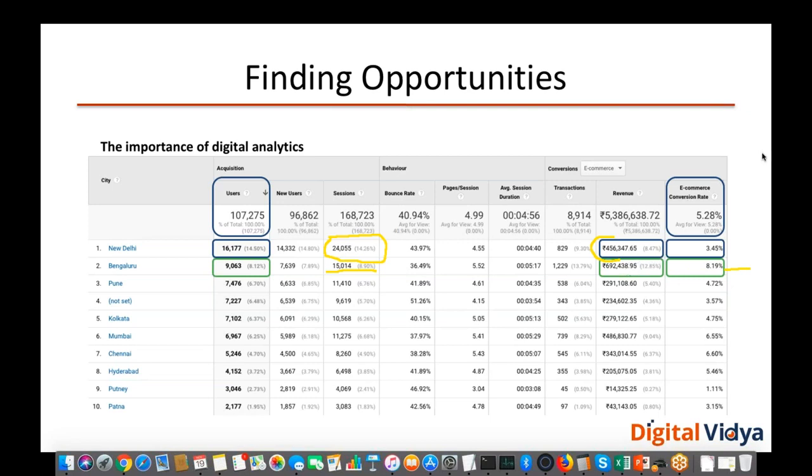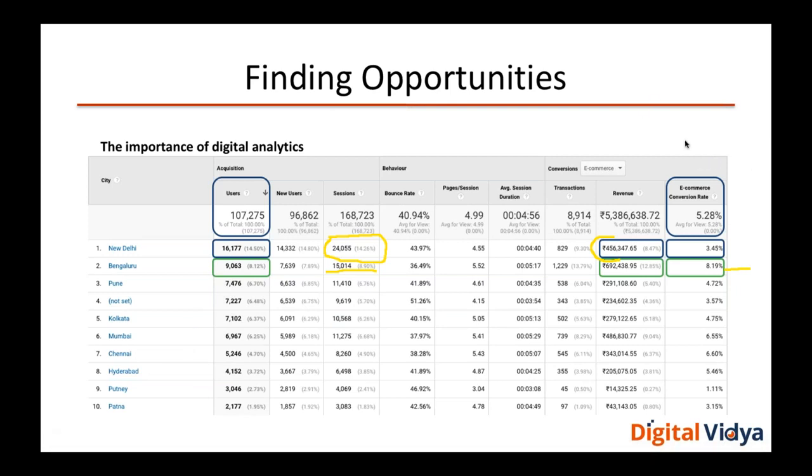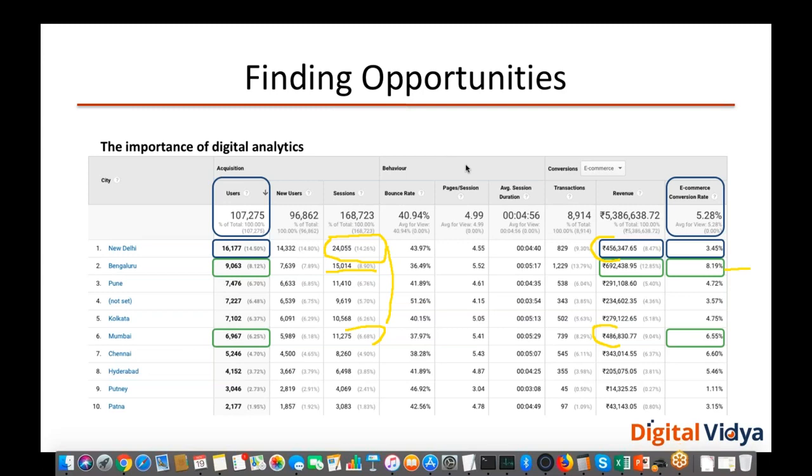What are the other cities that you see as an opportunity in this report? Let me know quickly. Mumbai and Chennai? Yeah, Mumbai and Chennai. All right. So Mumbai, 11,000 sessions, much lower than New Delhi, not even half of it, but it has given you higher revenue than New Delhi. Mumbai is not a small city, so you still have a lot of opportunity. Mumbai has a lot of potential that way. You can acquire more visitors from Mumbai, and then you can increase your revenue because they are converting at a fantastic 6.55%.